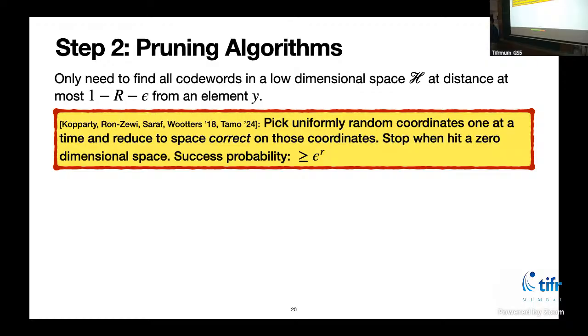Since the distance was 1 minus r minus epsilon, that means you agreed on an r plus epsilon fraction. So the probability that a random coordinate has the property that you agreed on it is at least r plus epsilon. But the dimension also reduces with probability at least 1 minus r. So with epsilon probability, you are in the reduced space and you agree on it.